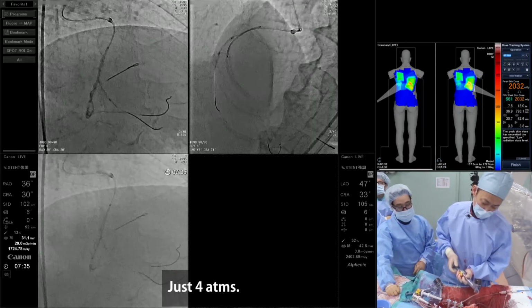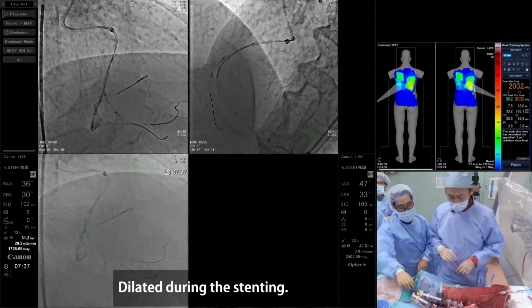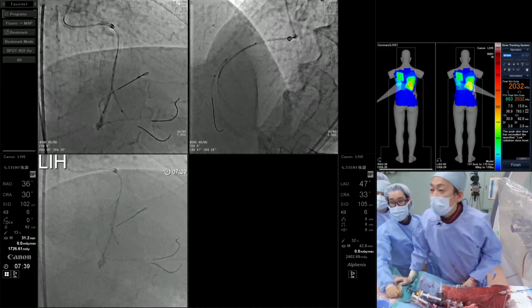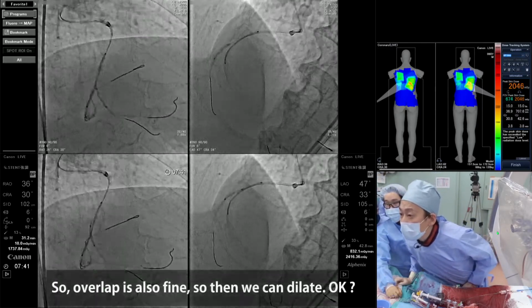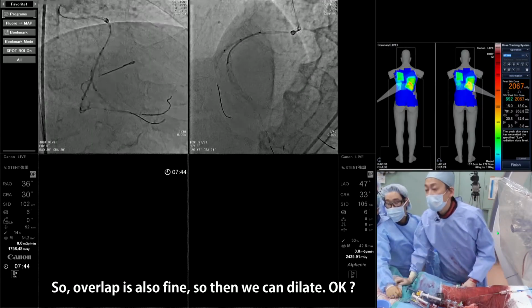So I use the jailed balloon for the side branch. Just 4 atmospheres dilated during the stenting. So the overlap is also fine, so that we can dilate.